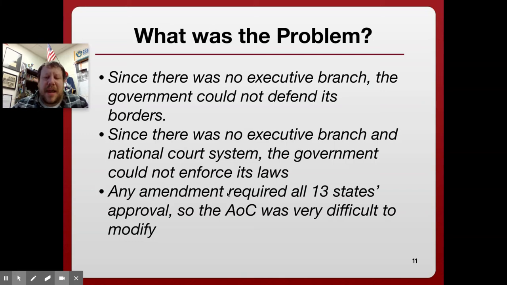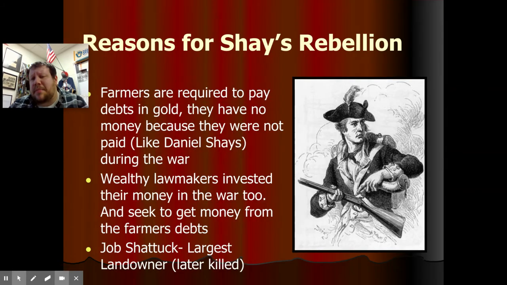And if they wanted to do an amendment to AOC, all 13 states had to agree, which was really bad because, come on, can you get everybody to agree on anything? I think not. And so we end up seeing kind of the big trigger point here is something called Shays' Rebellion. In Shays' Rebellion, all these farmers in Massachusetts have to pay their debts off in gold because they had no money. During the war, a lot of soldiers like Daniel Shays, who was a Revolutionary War officer, were paid in IOUs. They're basically paid in paper money.